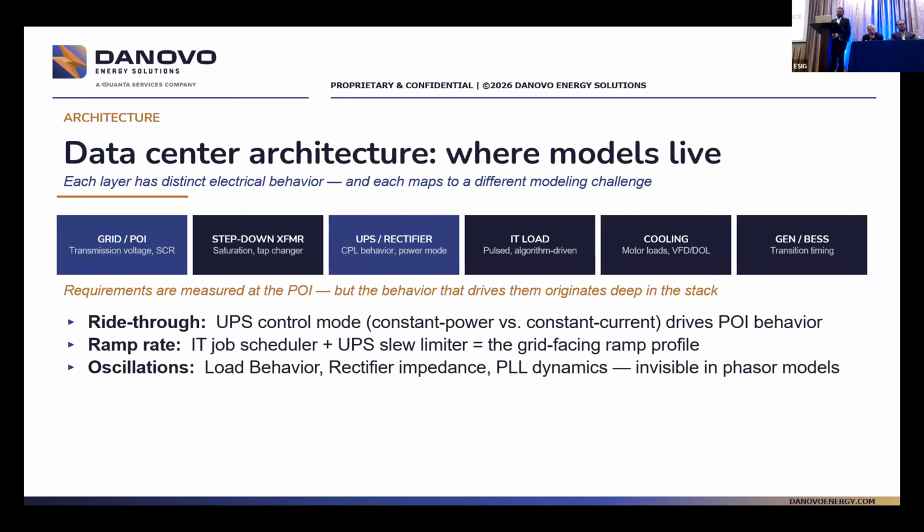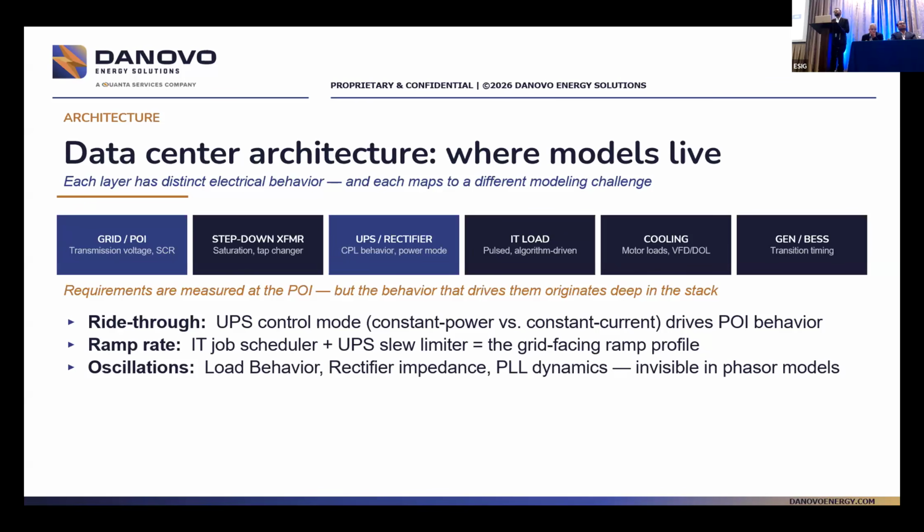To set the stage with the architecture that everybody has already discussed in great detail, a requirement is really being measured at the POI, and all of the behavior is originating very deep into the stack. We have the step down transformer, we have our IT load, we have the UPS, the battery backup unit, and we have our cooling load. There is a battery involved that sometimes gets used for smoothing.